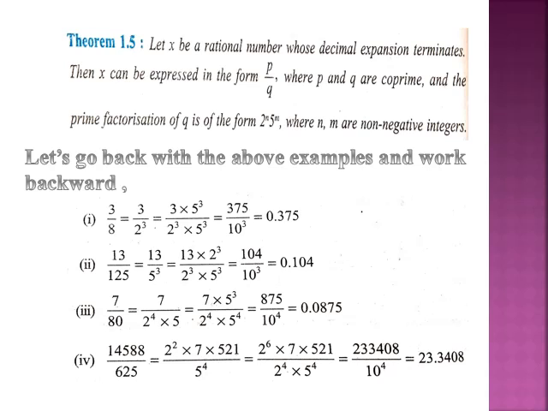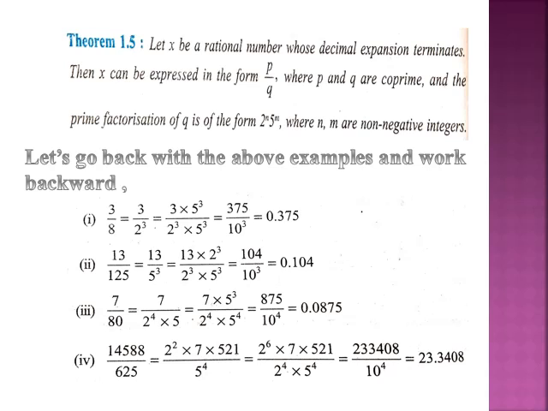Here Theorem 1.5 says: let x be a rational number whose decimal expansion terminates. Then x can be expressed in the form p by q, where p and q are co-prime, and the prime factorization of q is of the form 2 raised to n into 5 raised to m, where n and m are non-negative integers.